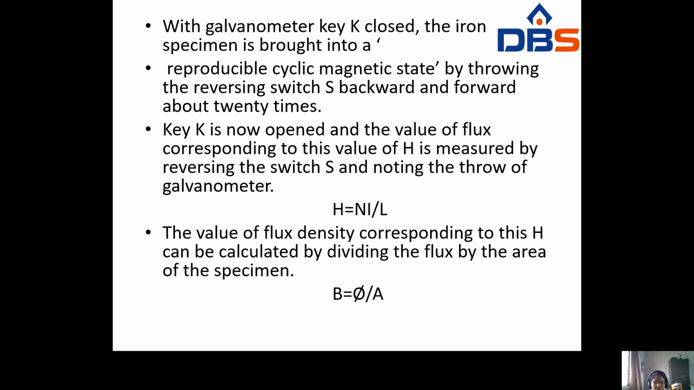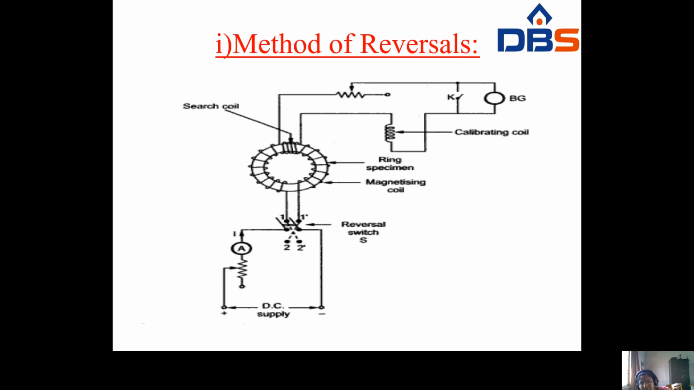See here, the method of reversals. It is used to find out the BH curve. This is also one of the important topics in this unit. Here you have to take a ring specimen. For this ring specimen you have to wind one coil, that is a magnetizing coil, and connect a search coil.